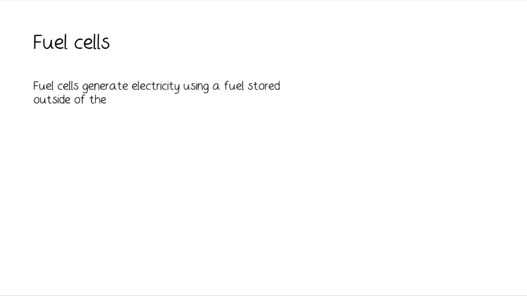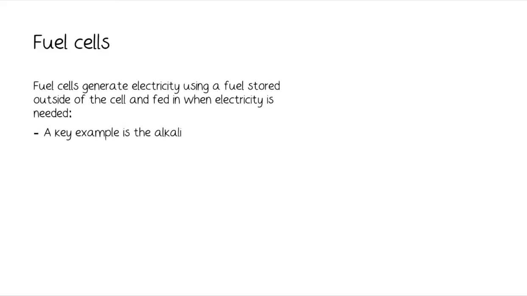And last but not least, let's talk about the dreaded fuel cell. This differs from electrochemical cells because in electrochemical cells, the chemicals that are needed are always in the electrolytes and in the solution. Fuel cells generate electricity when the fuel is stored outside of the cell and is fed in when it's needed. So a key example is the alkaline hydrogen fuel cell, which I've tried to simplify using this animation on the right.